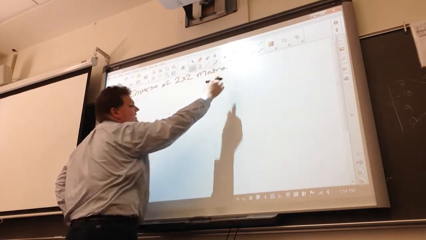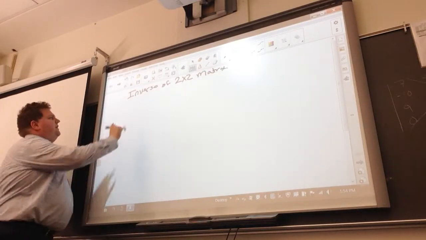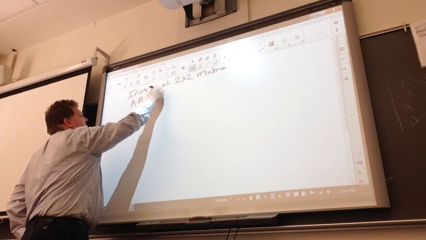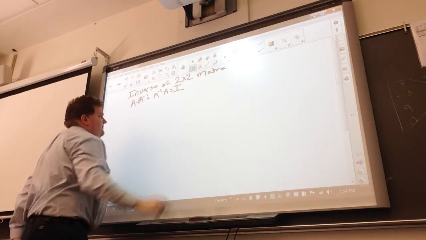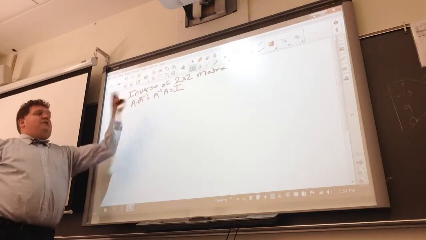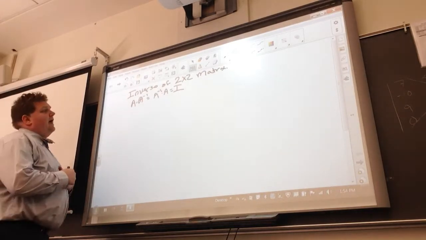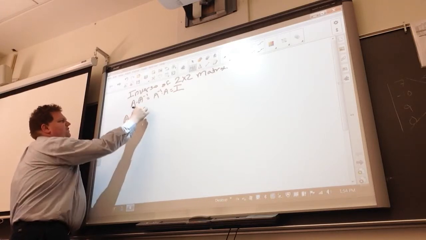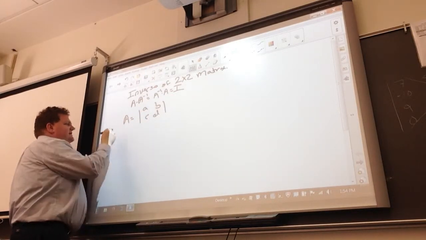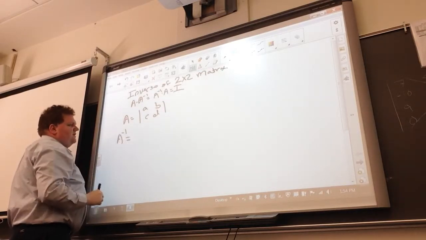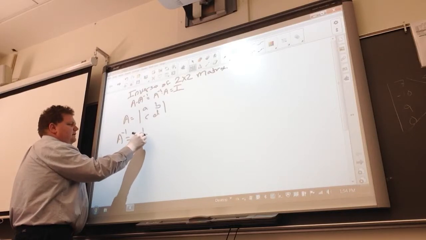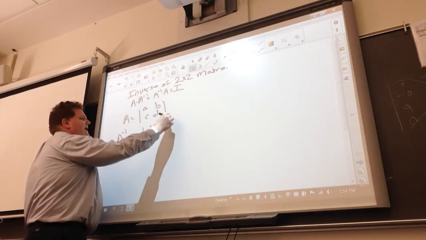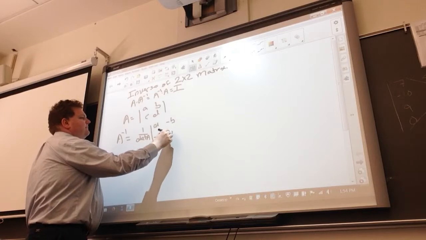By definition, two matrices are inverses if A times the inverse of A is equal to the inverse of A times A is equal to the identity matrix. If that holds true, then the matrices are inverses of each other. To calculate it, if A is equal to the matrix [A, B; C, D], then the inverse of A is going to be equal to 1 over the determinant of A times [D, -B; -C, A].